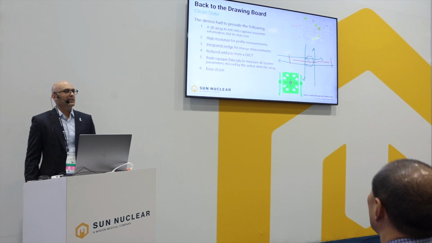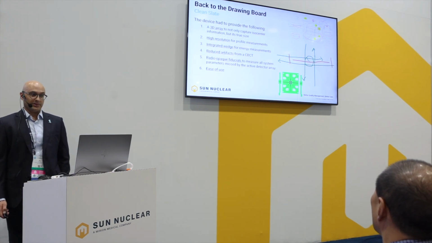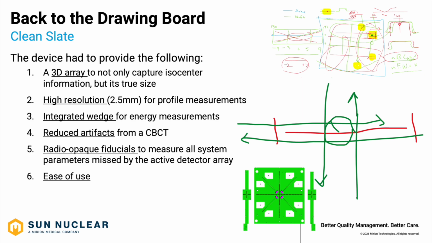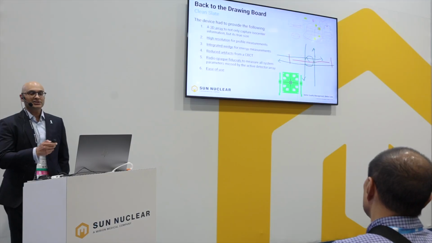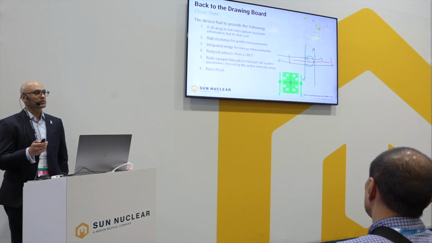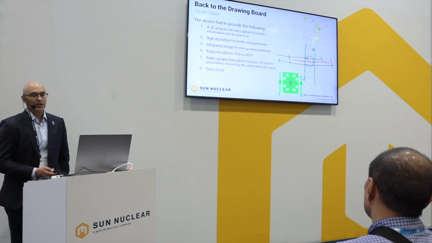So rather than evolving the Daily QA3, we said let's just begin with a blank page, and it's actually one of the original napkin drawings we made when we made this concept. We have to measure isocenter in 3D, not just to locate where it is, but also how large it is.